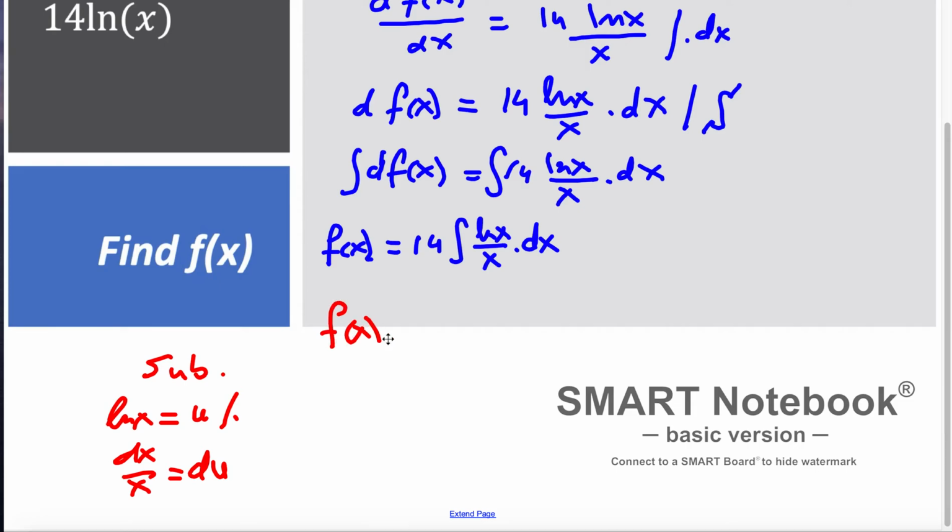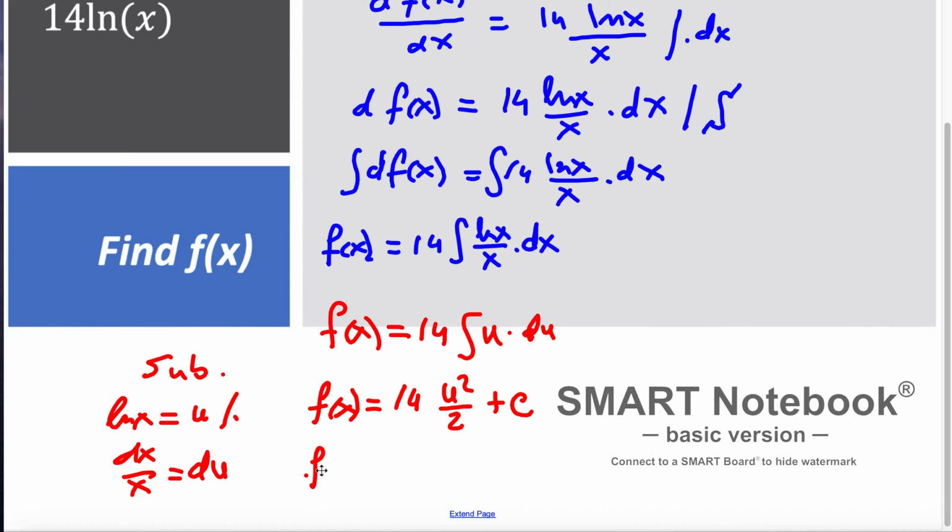And now, f of x on the left side, I'm not changing anything. But on the right side here, I'm going to make a substitution. Instead of ln x, I am writing u. But dx divided by x, I will substitute by du. And now I will take the integral of u times du. So f of x on the left side is going to be 14 times u squared divided by 2 plus c. But now we already know u is ln x.